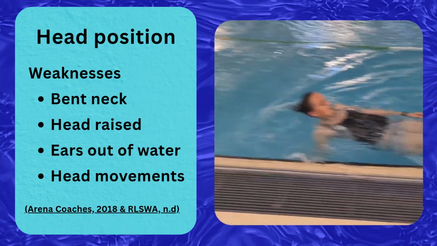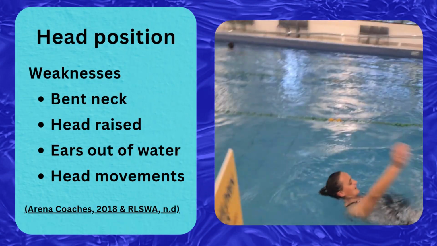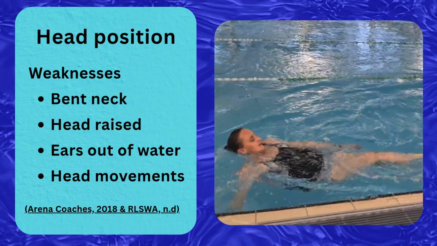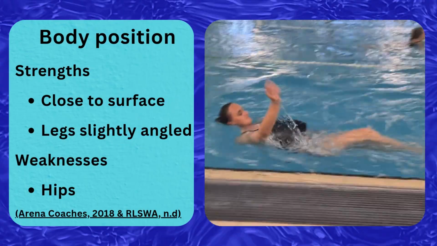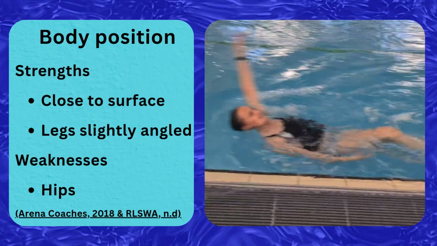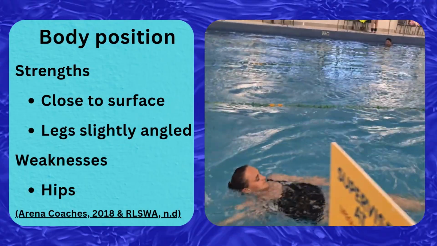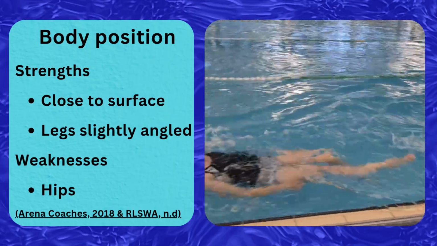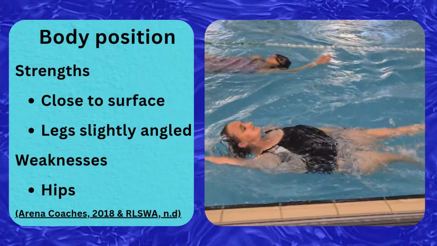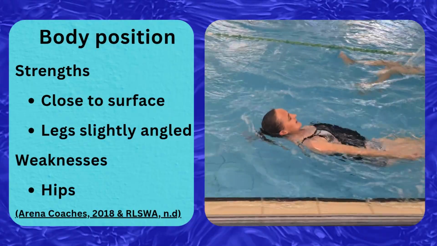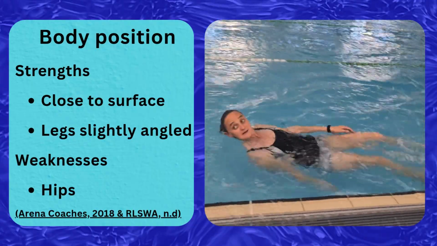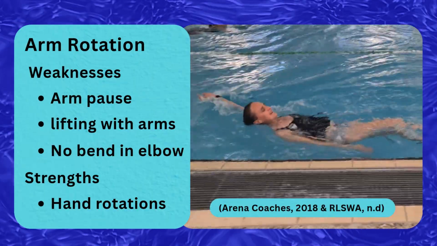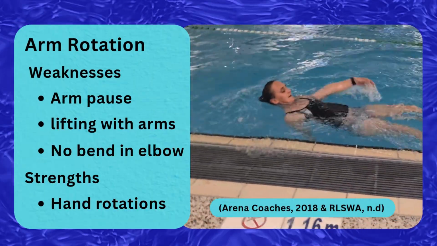The swimmer also has random head movements, which creates unwanted body movements, changing direction and slowing the swimmer down. The head positioning has also impacted the swimmer's hips, causing them to sink in the water. While the swimmer's body is positioned close to the surface, with her legs slightly angled down, the sunken hips create drag and resistance. When we analyse the arm actions of this swimmer, we can see some strengths and some weaknesses.